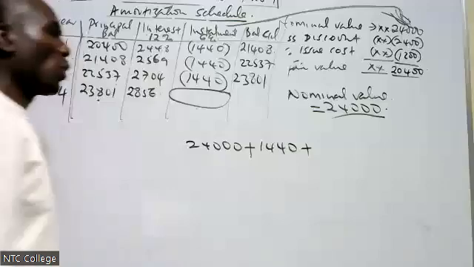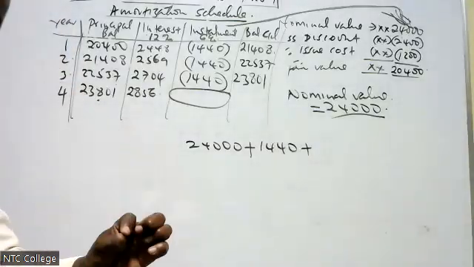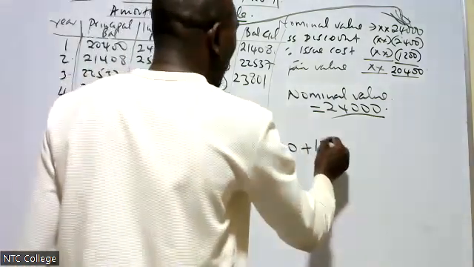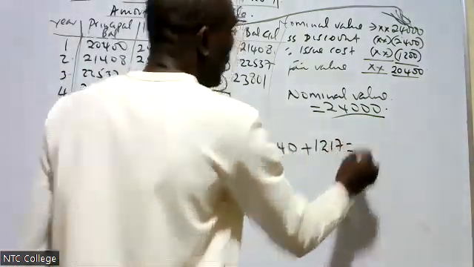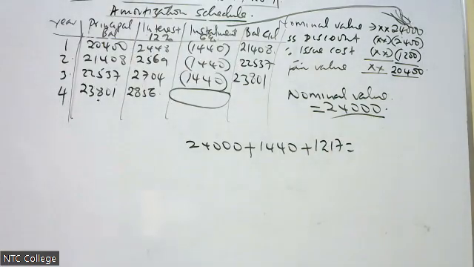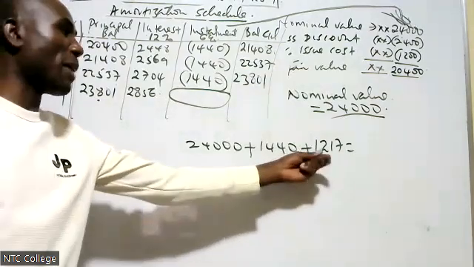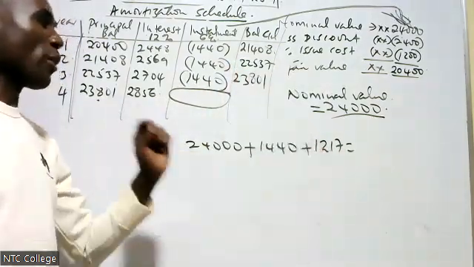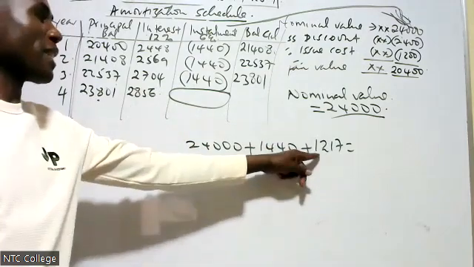Then the examiner told me that I will pay at a premium. Therefore, I add the premium of 1217. We add it because the examiner gave us the premium. If there's no premium, you don't force it. But here we have the premium, therefore we are going to pay the premium of 1217.